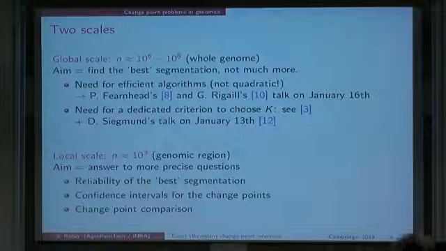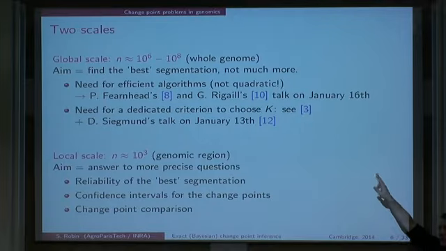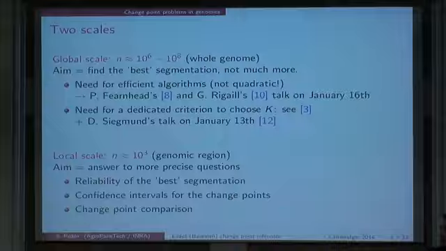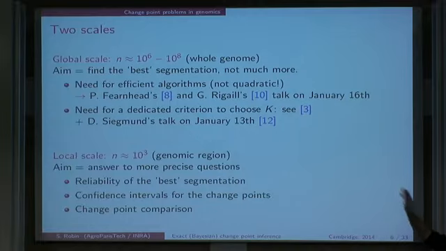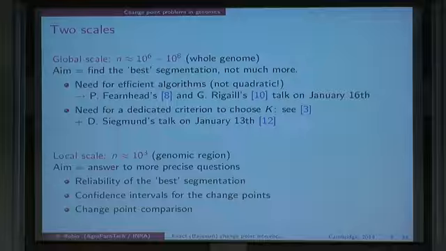It's much too long, so you have to derive a specific algorithm. In the first week of the program, there were two talks, at least that I know of, one by Paul Fearnhead and one by Guillem Rigaill, which propose almost linear algorithms. Now, such an algorithm achieves the optimization problem. They retrieve the optimal solution, that's crucial, and they're almost linear. So such algorithms can deal with whole genome data, but they won't tell you much about the uncertainty of the change point location, etc.